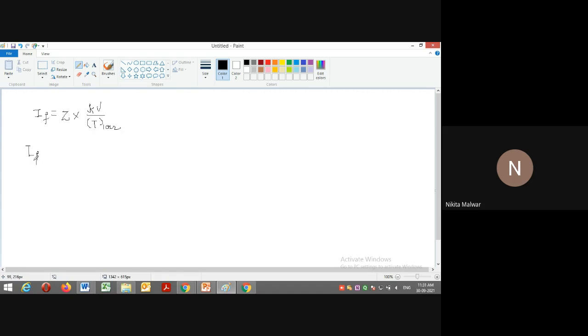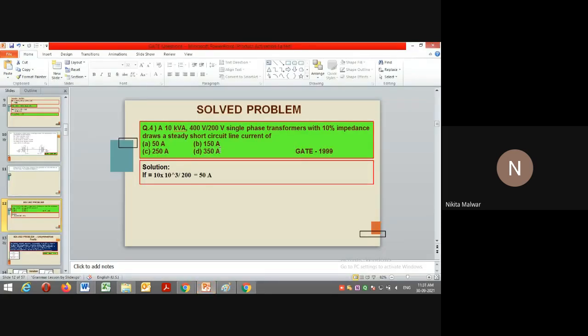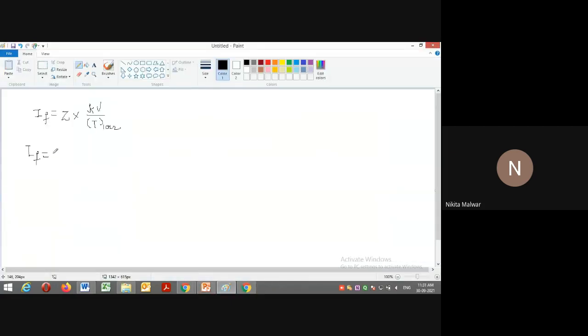So we will consider all these given values. Let's move towards the slides. So in your slide, what is the given value? Given value of impedance is 10%. Okay, 10% is the given value. So let us put here 10.